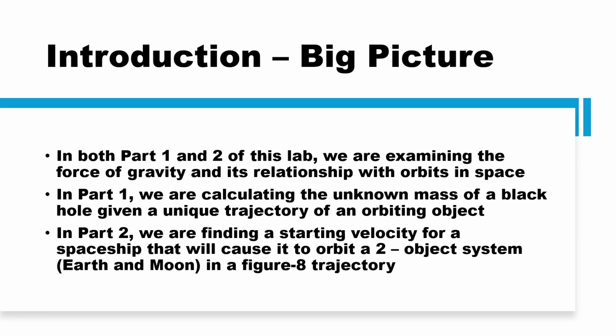The overall big picture is that in both Part 1 and Part 2 of this lab, we are examining the force of gravity and its relationship with orbits in space. Specifically, in Part 1, we are calculating the unknown mass of a black hole given a unique trajectory of an orbiting object. In Part 2, we are finding a starting velocity for a spaceship that will cause it to orbit a two-object system, the Earth and Moon, in a figure-8 trajectory.